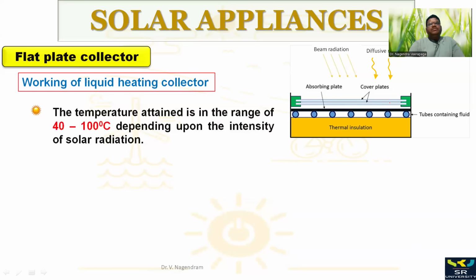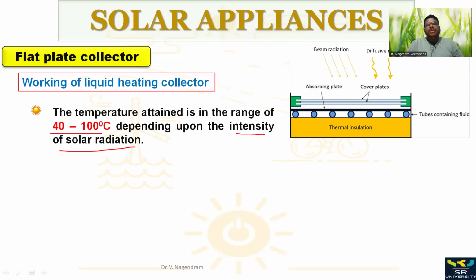So what is the temperature that we are going to attain by this liquid heating collector? That ranges from 40 to 100 degrees centigrade, depending upon the intensity of the solar radiation. That further also purely depends on the day of the sunlight, especially on the duration and intensity of the sunlight. If the day is very bright, with high temperatures, we can attain hot water at 100 degrees centigrade. If the day is not so hot, we can attain around 40 degrees centigrade.